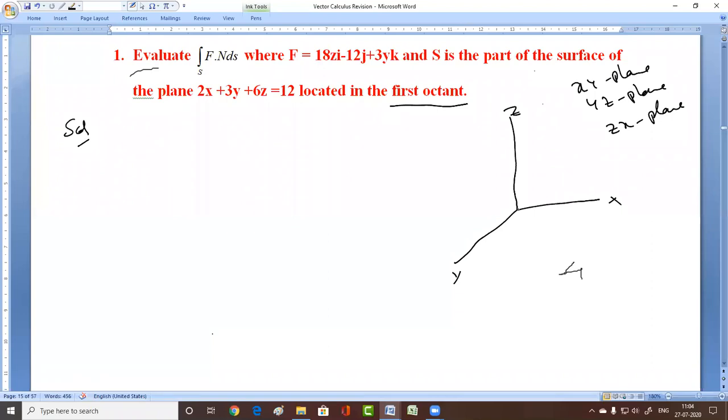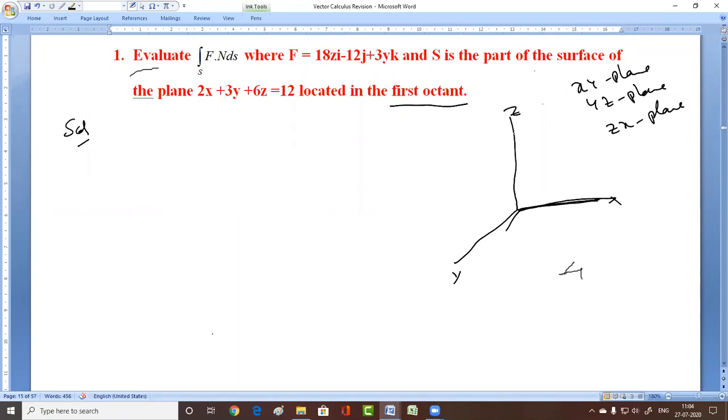If you observe, this is the x-axis, this is the y-axis, this is the z-axis. If you observe your room, one floor direction is the x-axis, the other floor direction is the y-axis. This is the edge of the wall. So the total area inside the room is nothing but the first octant. In this first octant, our plane is located.